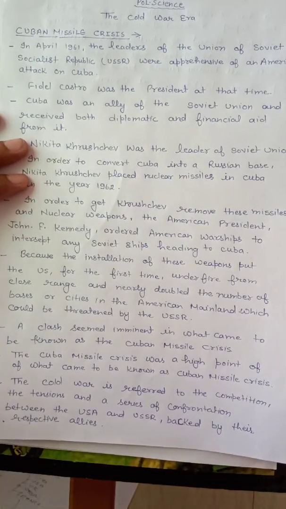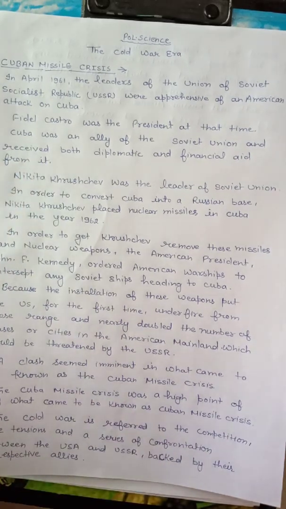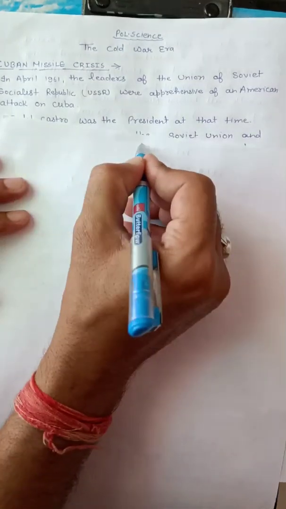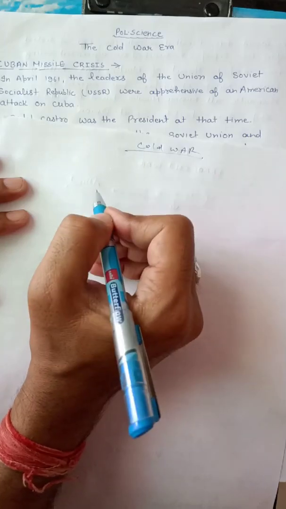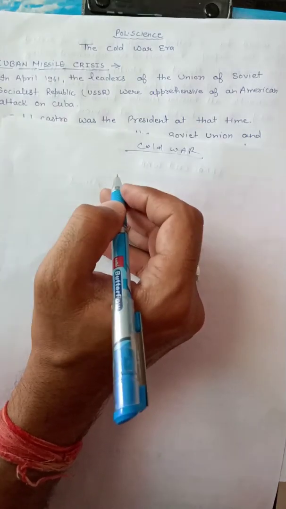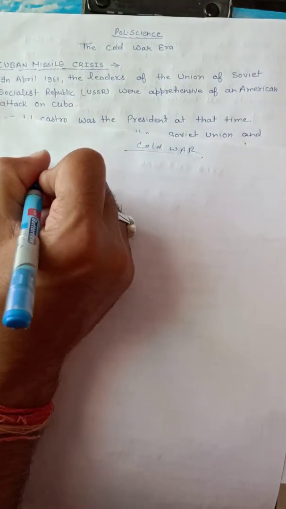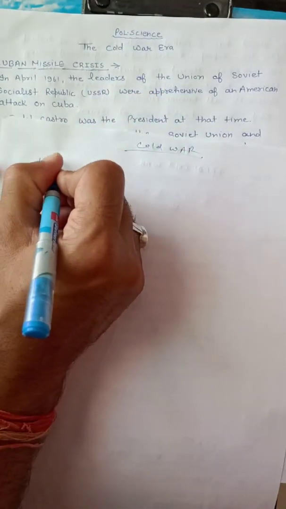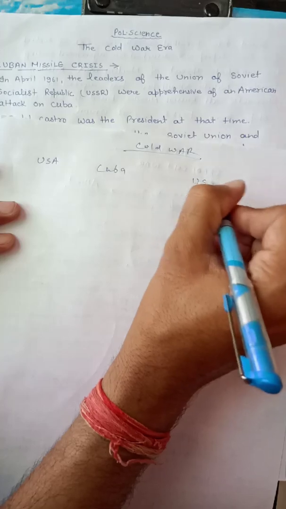The next concept of this chapter is related to the Cold War. I want to tell you again that this Cold War was the war between the two superpowers and their allies. Here we are discussing three countries in the Cuba Missile Crisis. One is USA, second is Cuba, and third is USSR.